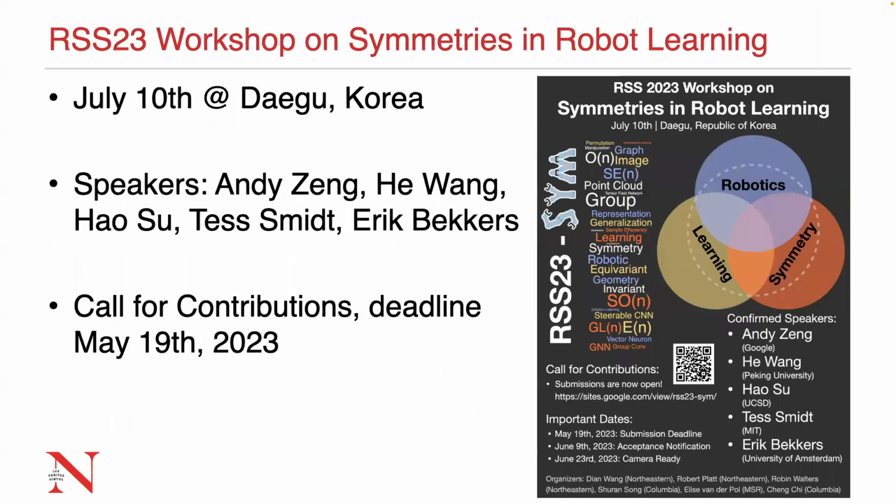In the end, I'm glad that we are hosting a workshop on symmetries in robot learning at the top robotics conference, RSS 23. It's going to happen on July 10th in Daegu, Korea. We have some incredible speakers. We invited some of the geometric machine learning people like Pat Smith. It's very good that we will be hearing from their side on how we can better leverage symmetries in robot learning.